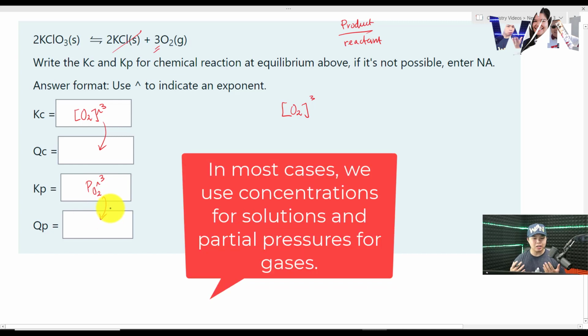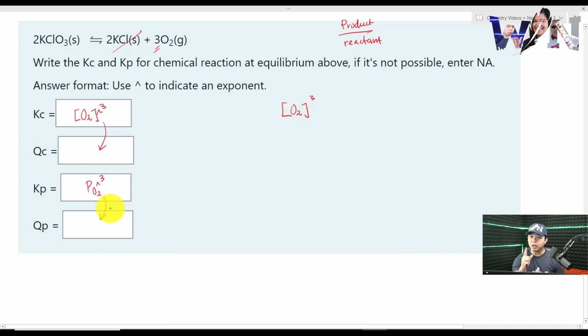So that's how easy it is to write an equilibrium constant or your reaction quotient. Just be careful. We don't include solids and we don't include liquids. Eventually, we are going to give you the values and you're going to substitute them in and solve for K and Q as well.